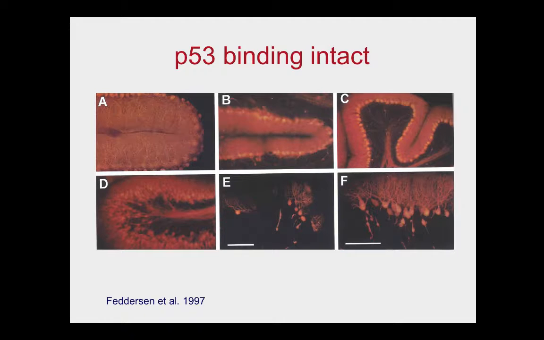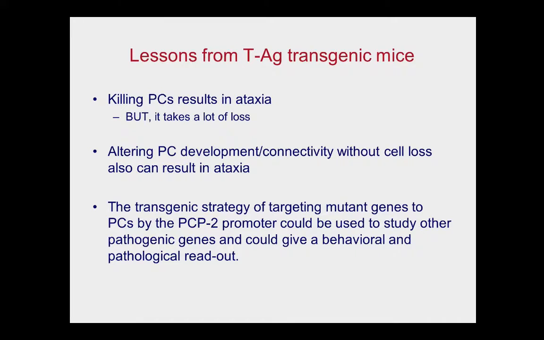And these animals are ataxic very early as well. So it's not just cell loss that can cause ataxia. If the connections are not properly made or not properly maintained, you can still have an ataxic state. So some of the lessons we learned from this model were that certainly you can get ataxia by killing Purkinje cells, but it takes quite a few. Even in that late onset animal model, they had to lose more than 50% of their cells before they actually became ataxic. So there's a lot of redundancy that's built into the system.